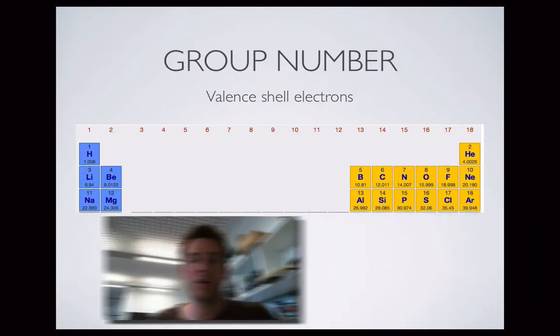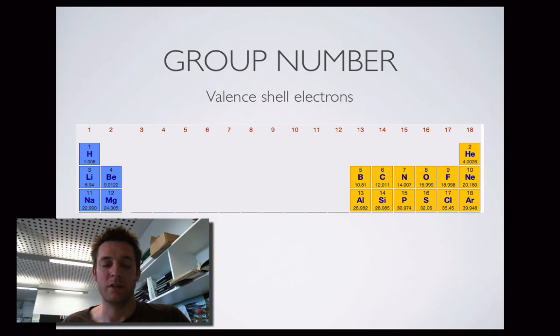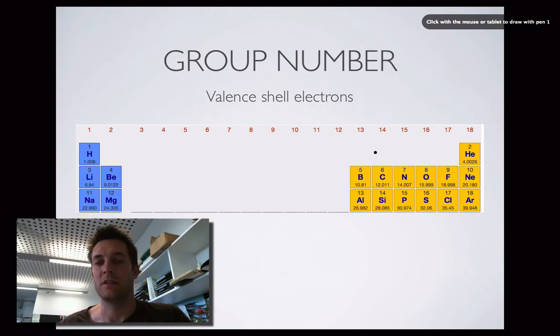Okay, now group number in the periodic table. Group number is the number of the column that an element is in, and they're numbered 1 to 18. They used to be numbered 1 to 8, and that's because these groups didn't used to get given numbers here. So it used to be 1, 2, 3, 4, 5, 6, 7, 8. Okay, but nowadays it's 1 to 18. So group 13 is the old-fashioned group 3.